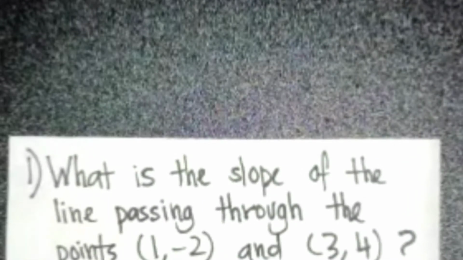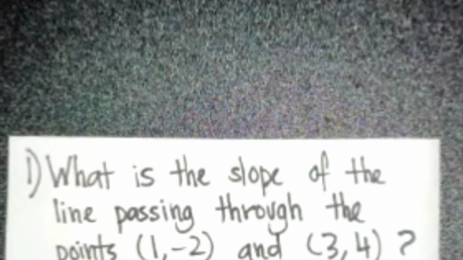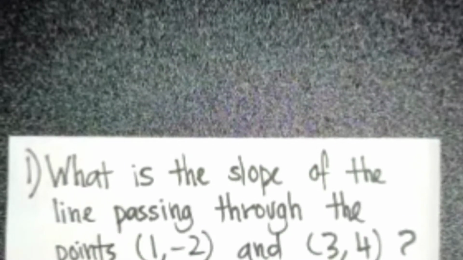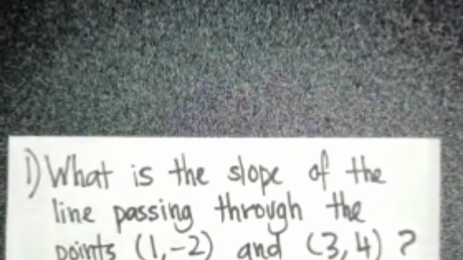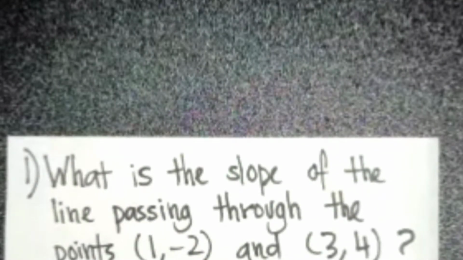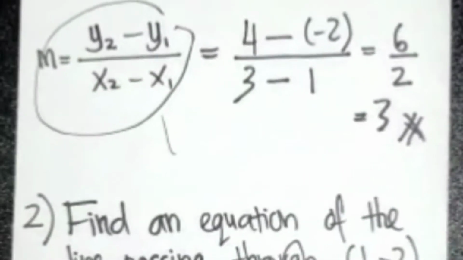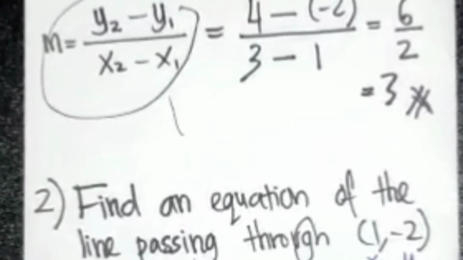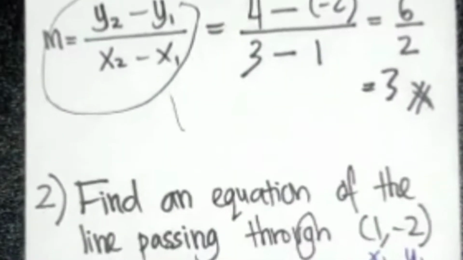So first, we use this formula m equals (y2 minus y1) divided by (x2 minus x1), equal to 4 is y2, -2 is y1, divided by 3 minus 1, equal to 6 over 2, equal to 3. So our slope here is 3. Next, if the question wants us to find an equation, first we have to know the slope. But here we already know the slope, which is 3.